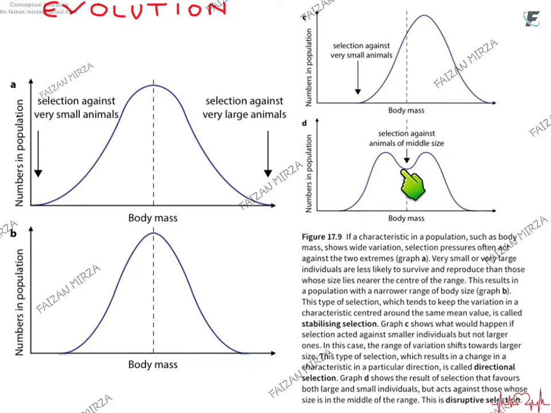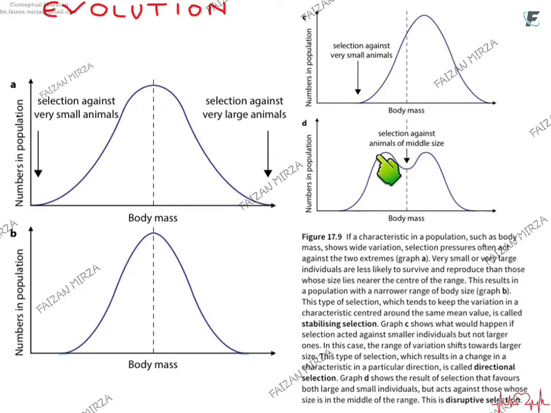which is called disruptive selection. What is disruptive selection? In disruptive selection, the selection occurs against the animals of middle size, those which are neither very large nor very small. So in this case, you can see the extremes are very well there. You can see that the frequency in population of this mean body mass, as compared to this, has decreased. So the organisms are fewer in number with this particular body mass, and the ones which are there have more frequent body mass of these two sizes, this one and this one.